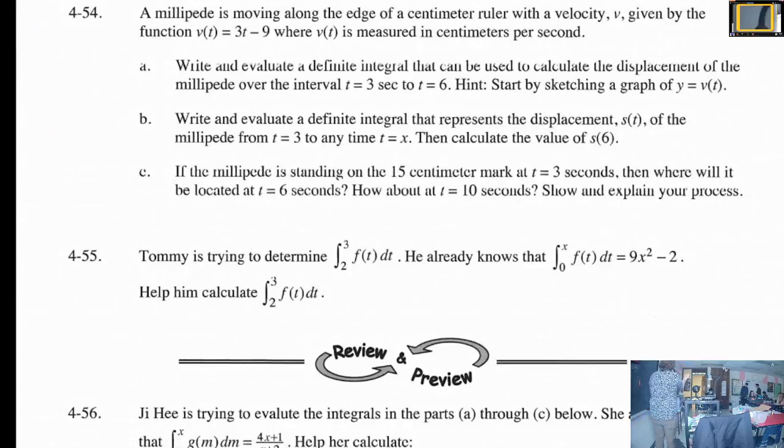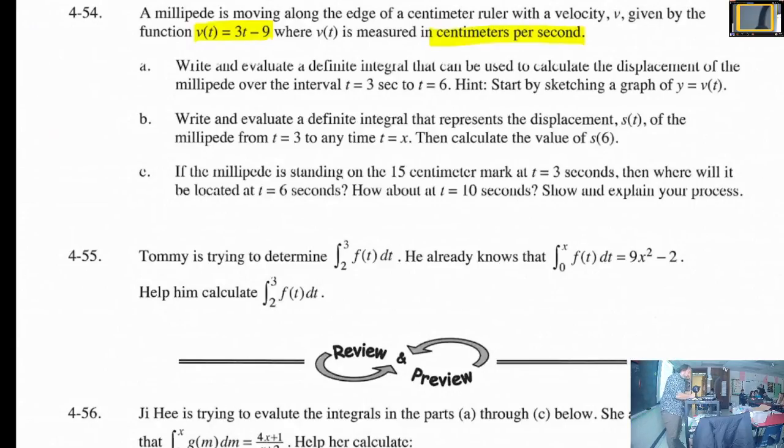Problem 453. We have a millipede moving along the edge of a centimeter ruler with a velocity v given by this function. Velocity is 3t minus 9, and it's measured in centimeters per second. These questions are really popular on AP. It's either a bug moving along a line or a particle moving along the x-axis. But at least they're not spiders.